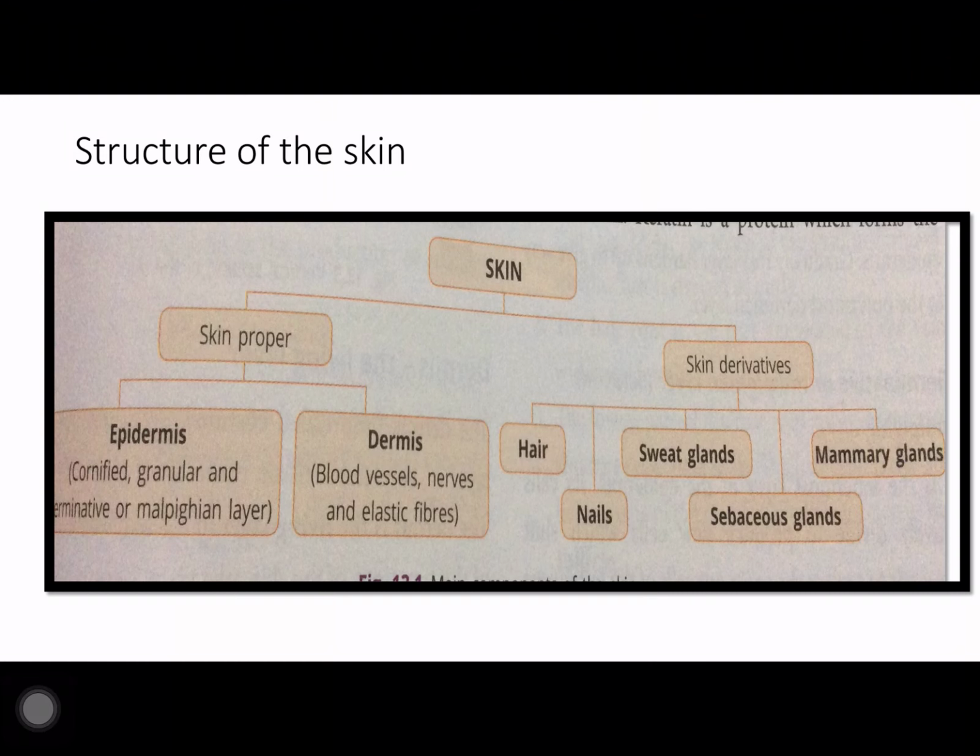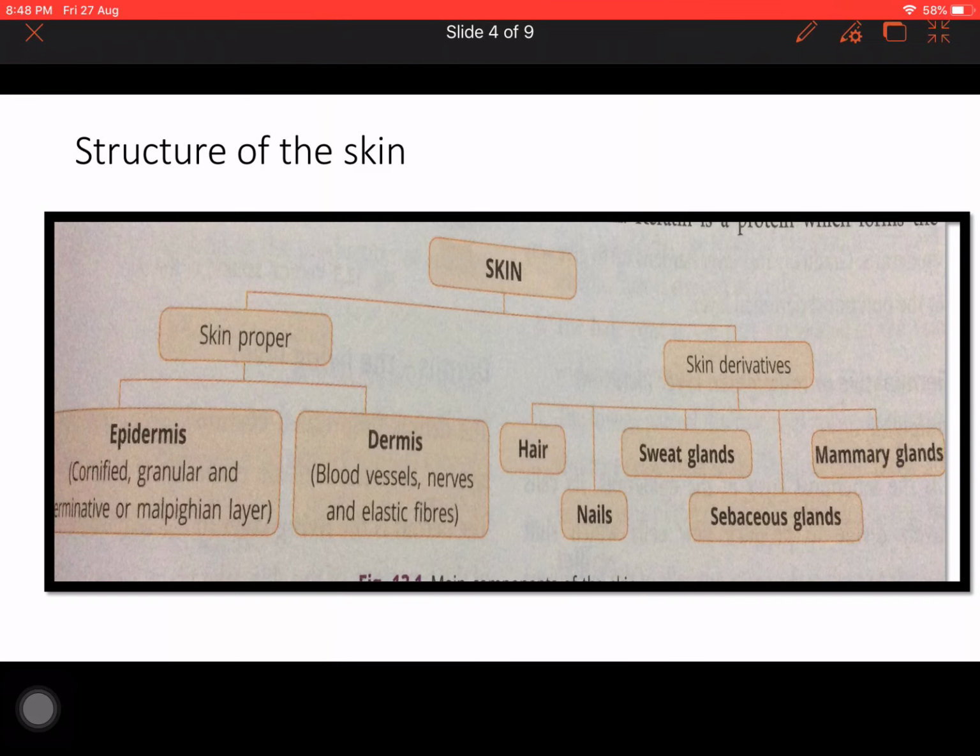The epidermis consists of the cornified layer, the granular layer and the malphigian layer. And the dermis consists of the elastic fibers, the nerves and the blood vessels. So the epidermis consists of the cornified layer, that is the outermost layer, the middle granular layer and the last layer, or the innermost malphigian or germinative layer.